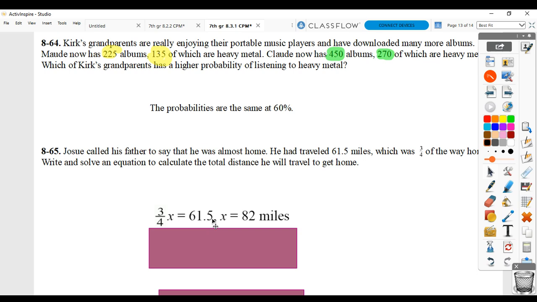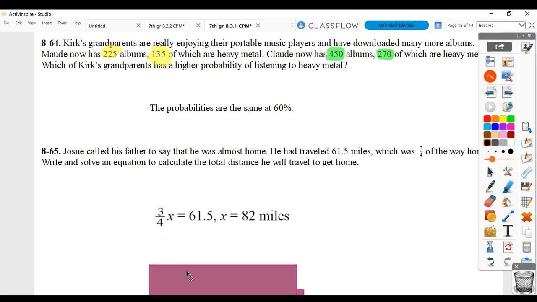So 61 and a half miles is, there's your equal, 3/4 of his way home. So x is representing the distance home. 3/4 of that value is 61 and a half. To solve this, you would divide both sides by 3/4 or 0.75 if you went with a decimal, and you get 82 miles.